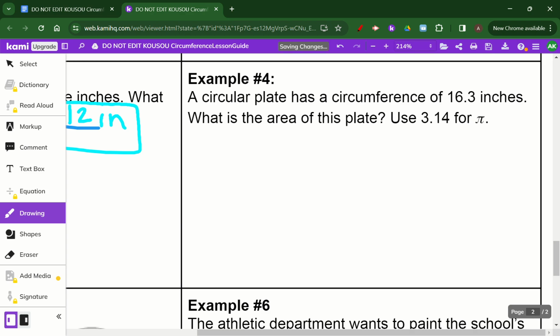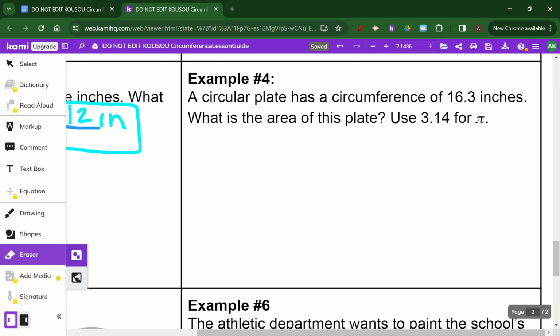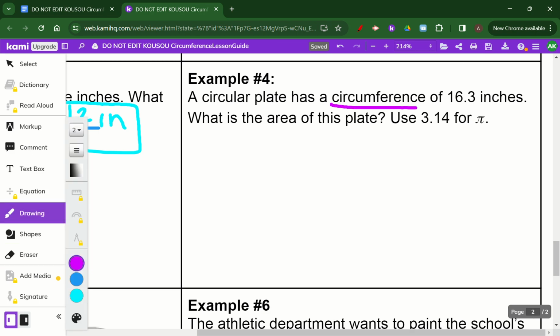All right, in our next example, we have a circular plate that has a circumference of 16.3 inches. What's the area of this plate? Use 3.14 for pi. Okay, so we're going to start with our area formula. No, sorry. Actually, here we're given our circumference. So let's use our circumference formula. We could either use C equals pi times diameter or C equals 2 pi r to start. And then I'll add in here the area formula because we're going to need that.